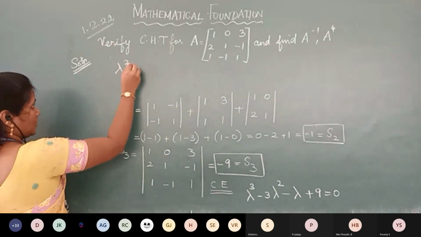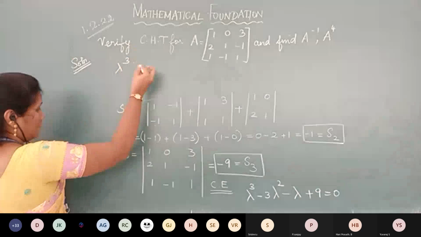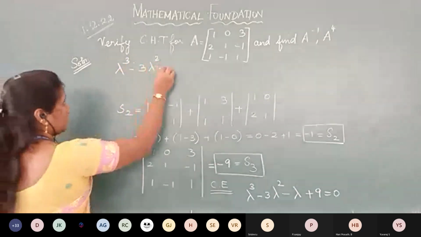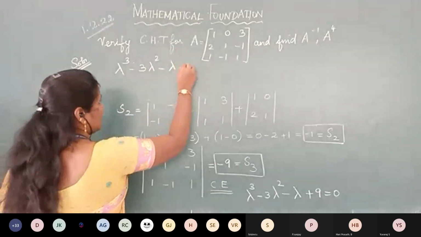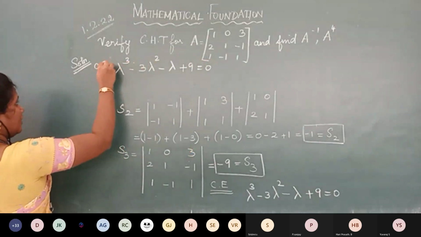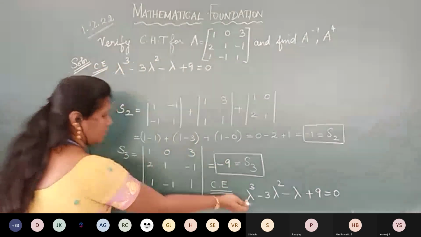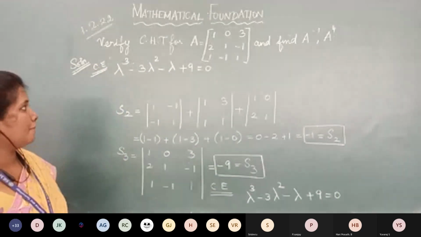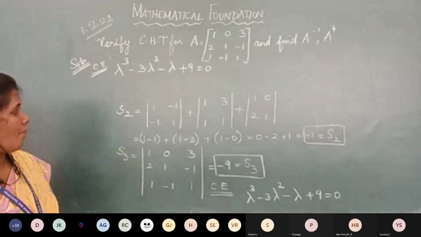So your characteristic equation is lambda cube minus 3 lambda square minus lambda plus 9 equal to 0. So this is your characteristic equation, which we have found out. The same thing which I have written, I have written it on top because I'm going to rub the board. Write it quickly.